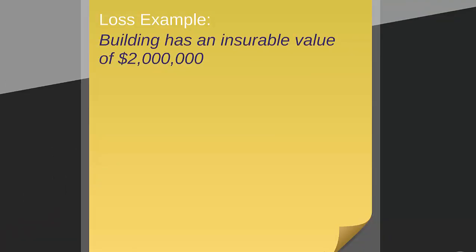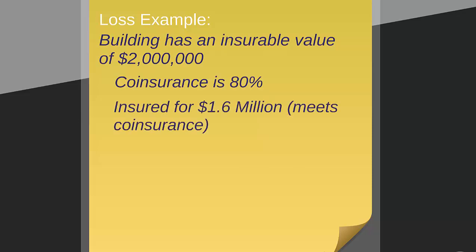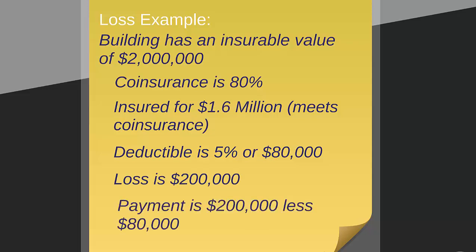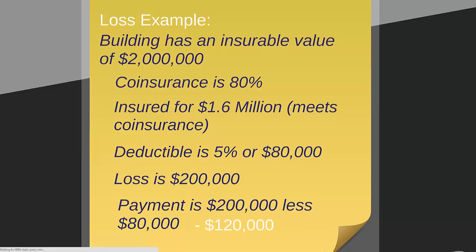Let's look at a loss example. Say a building has an insurable value of $2 million, and coinsurance is 80%. The building is insured for $1.6 million, meaning it meets the coinsurance requirement. A deductible is 5%, or $80,000, 5% times $1.6 million. A loss occurs of $200,000. Payment is $200,000 less $80,000, as simple as that, $120,000.